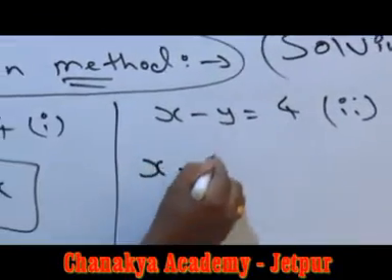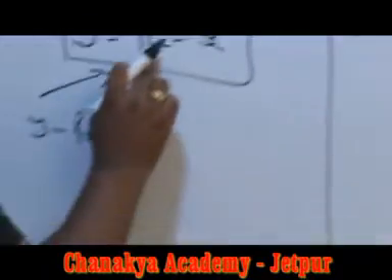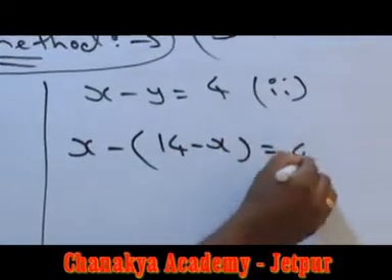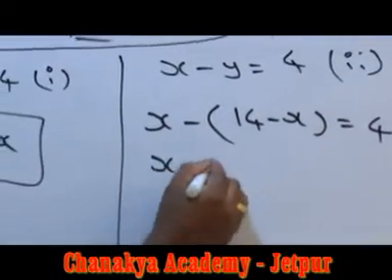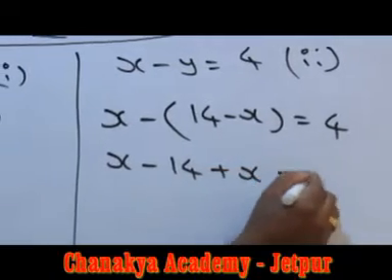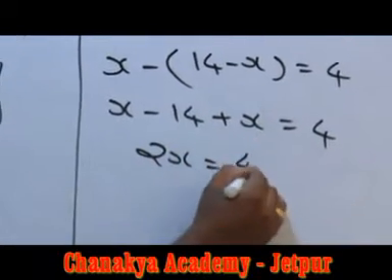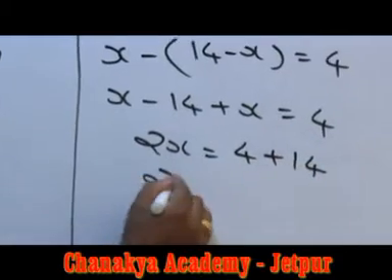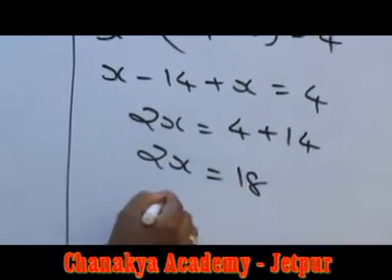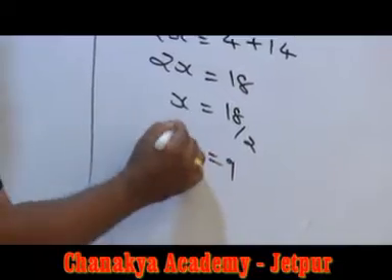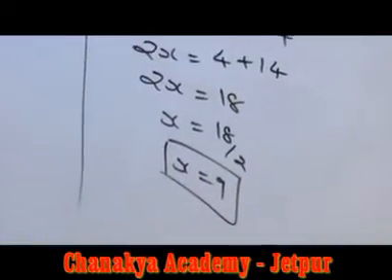Here x minus, substituting the value of y, (14 minus x) equal to 4. Removing the bracket, x minus 14 plus x equal to 4. x plus x will give us 2x equal to 4 plus 14. 2x equal to 18. x equal to 18 by 2, x equal to 9. Here we have arrived at the value of x.